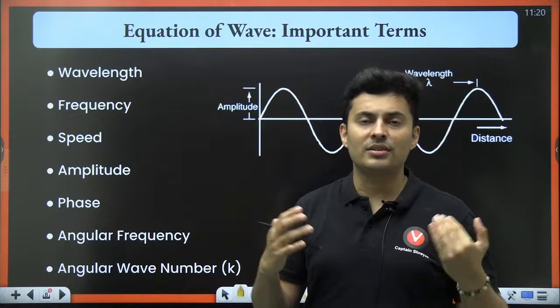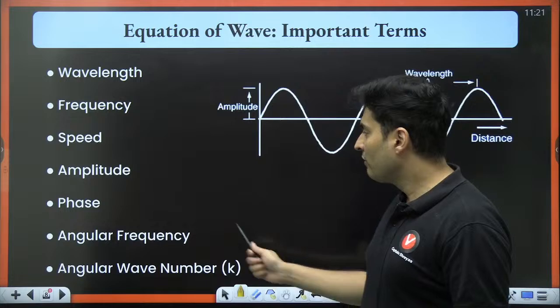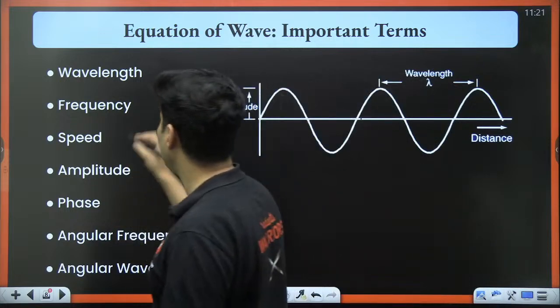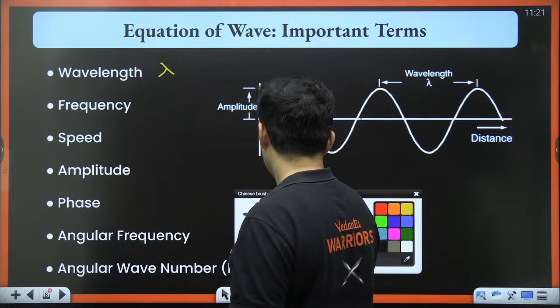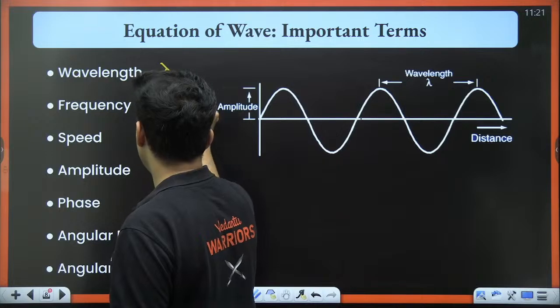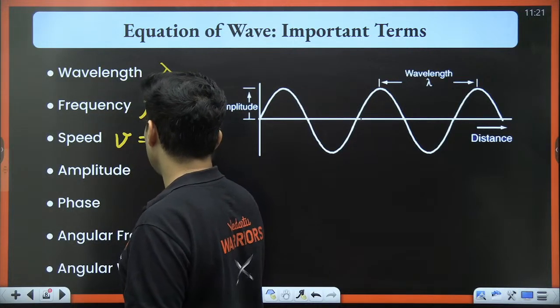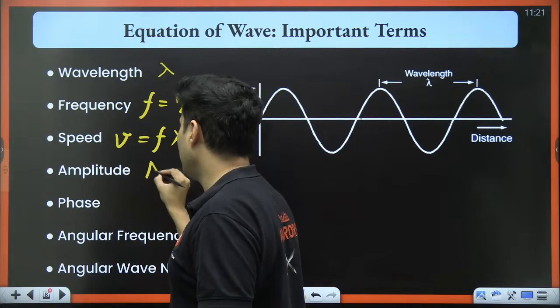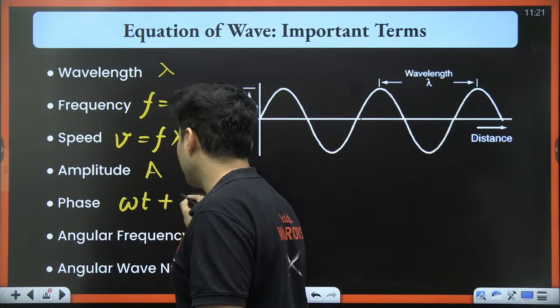That is the situation. So situation is nothing but the phase. Then you have angular frequency, which is related to this frequency as well. So wavelength was lambda, right? Frequency was f, which is 1 by time period. You have wave speed, which is given by frequency into wavelength. Amplitude is A. Phase is given by omega t plus phi.